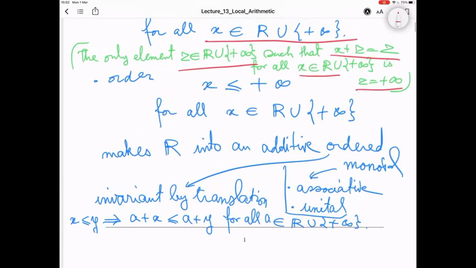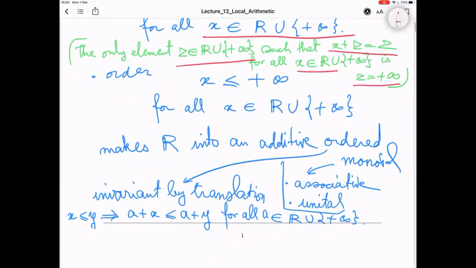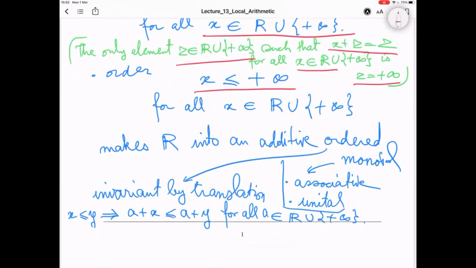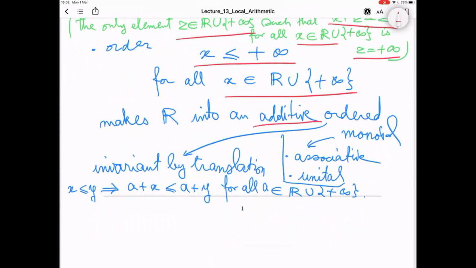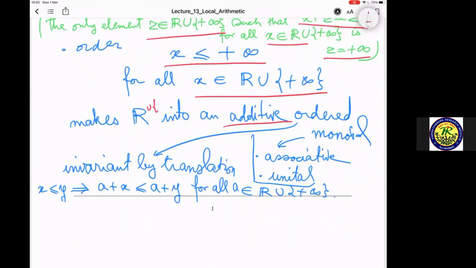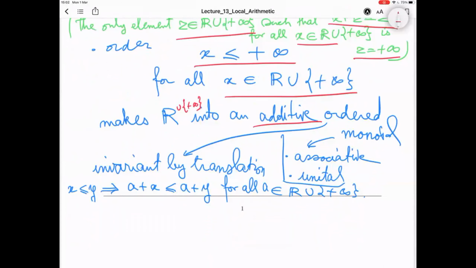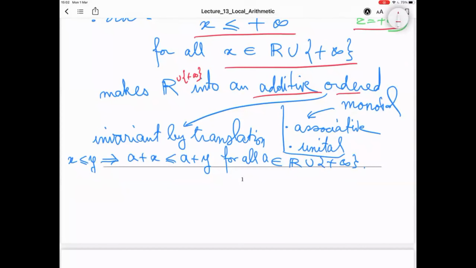Not only do you extend the law of composition, you also extend the order to this new set. So you declare X to be less than plus infinity for every X in this set, okay? So now we have got an addition on this, R union plus infinity, and we have also got an order. It's an additive ordered monoid in the sense that it's associative and unital. Of course, the same unit, namely 0, continues to be a unit for this thing.